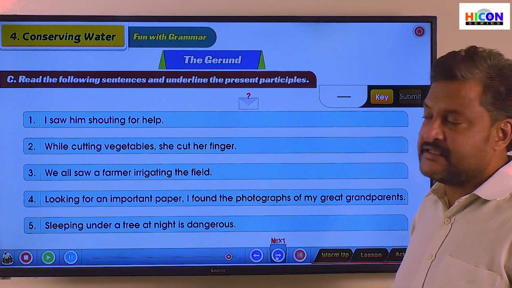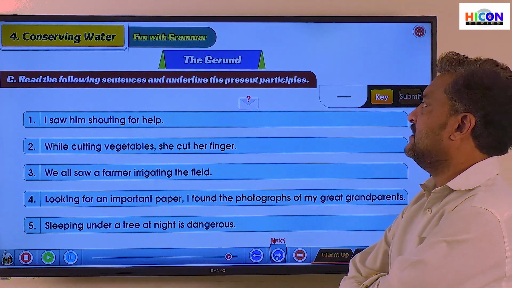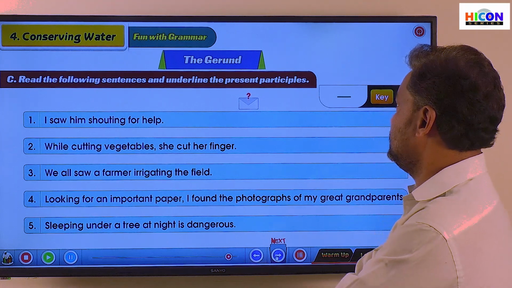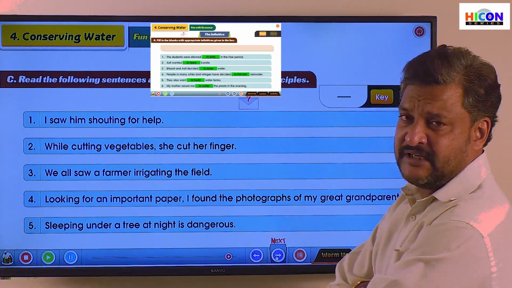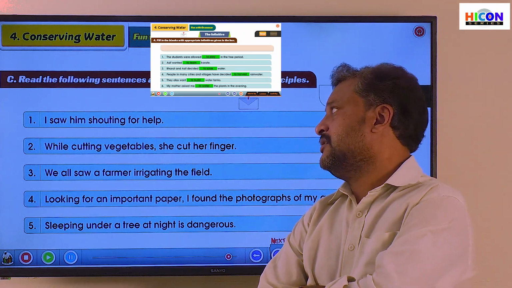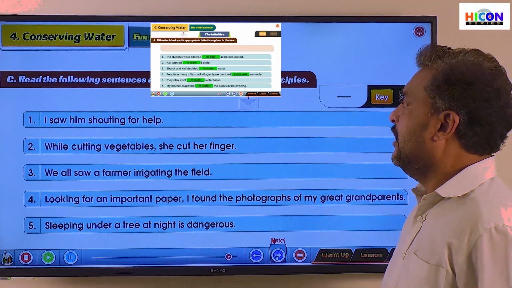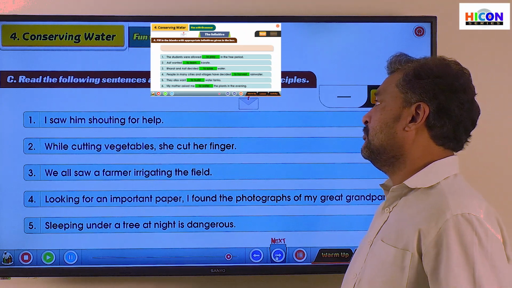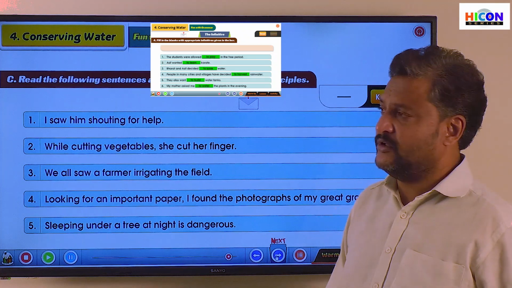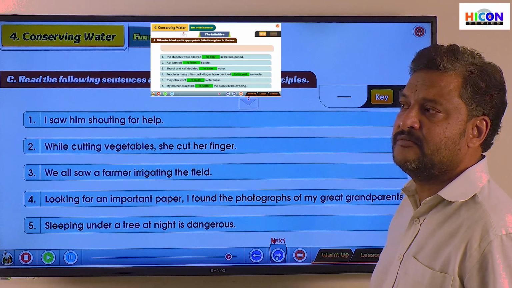So there is another exercise. Here, read the following sentences and underline the present participles. Oh, this is not from the gerunds. This is from present participles. So present participle means what? The ing form of the verb is called a present participle, isn't it? Yes. So here we have 5 sentences: 1, 2, 3, 4, 5. And we need to identify the present participles. Present participle means what? The ing form of the verb. Okay. So we need to read these sentences and identify the ing form of the verbs given there.